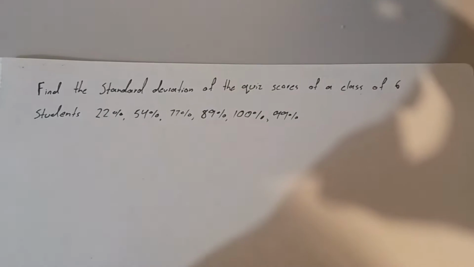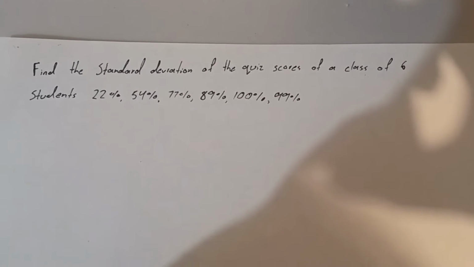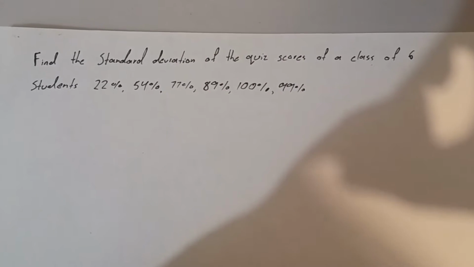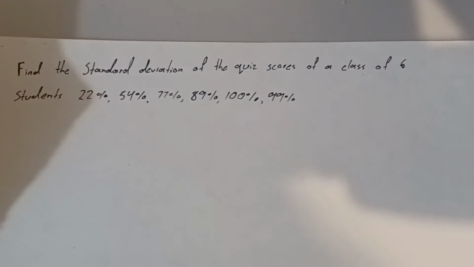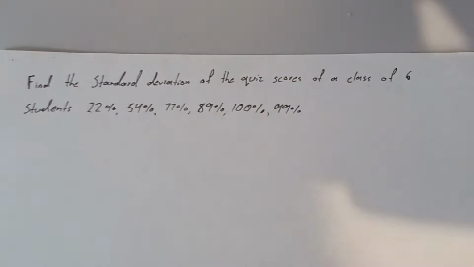Alright, so today we are going to find the standard deviation of the quiz scores of a class of 6 students. The quiz scores are given to us as 22%, 54%, 77%, 89%, 100%, and 99%.